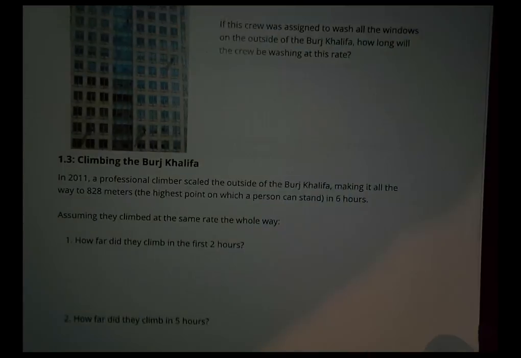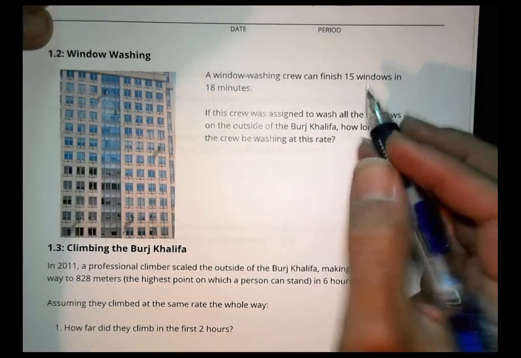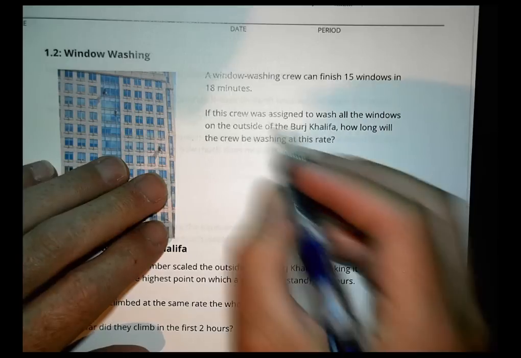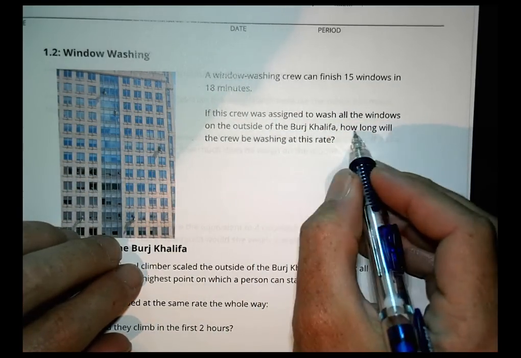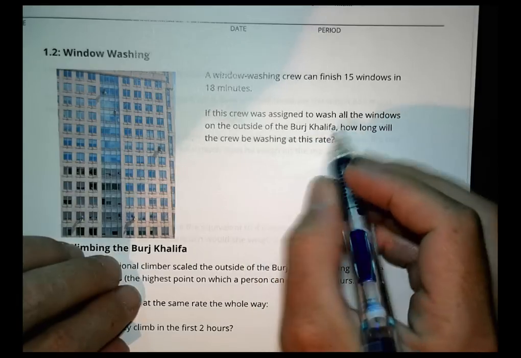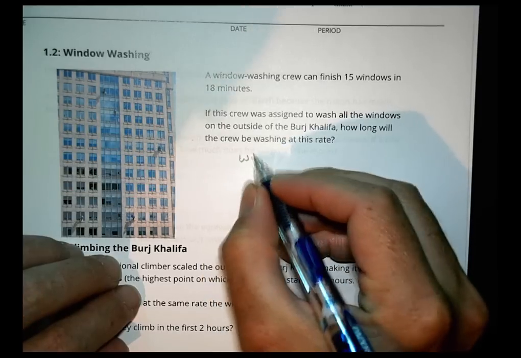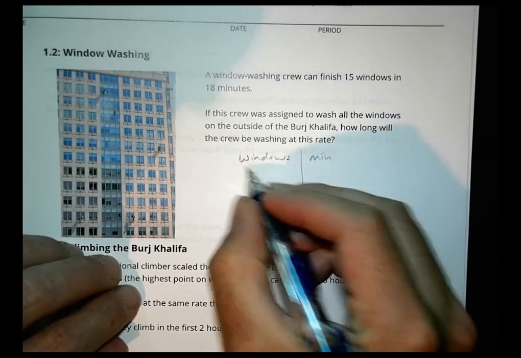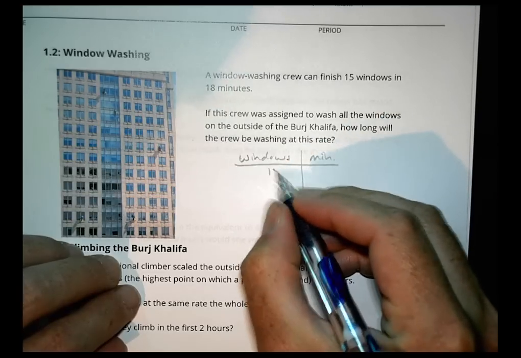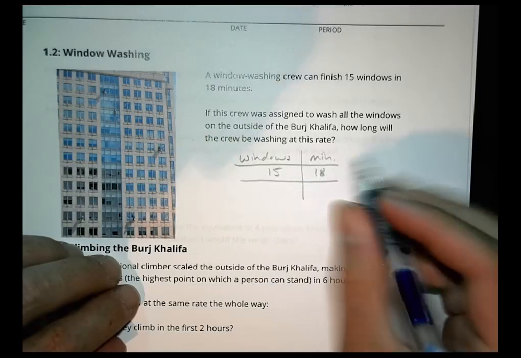Let's take a look at the window washing activity. It says here that a window washing crew can finish 15 windows in 18 minutes. If this crew is assigned to wash all the windows on the outside of the Burj Khalifa, how long will the crew be washing at this rate? So first of all, we know that in terms of our rate, we have our windows and we have our minutes, and that overall the crew is washing 15 windows every 18 minutes. That's the rate at which that is happening there.